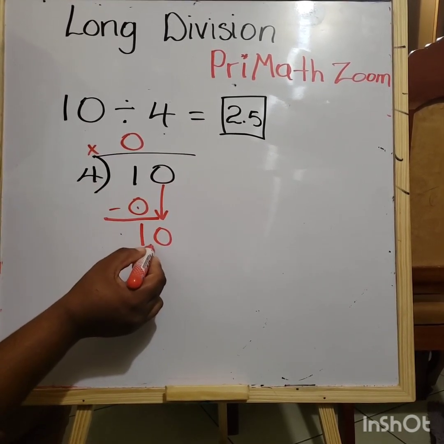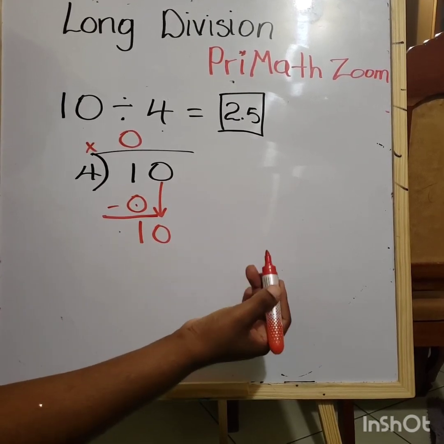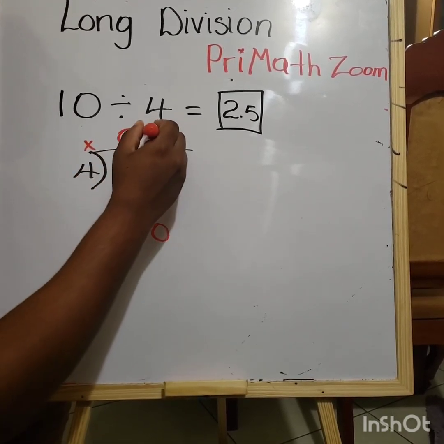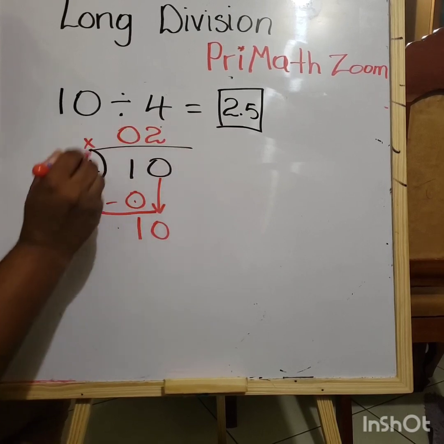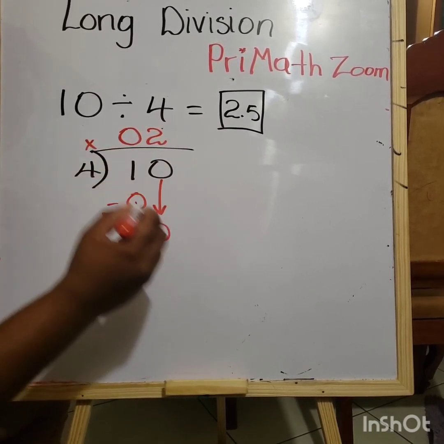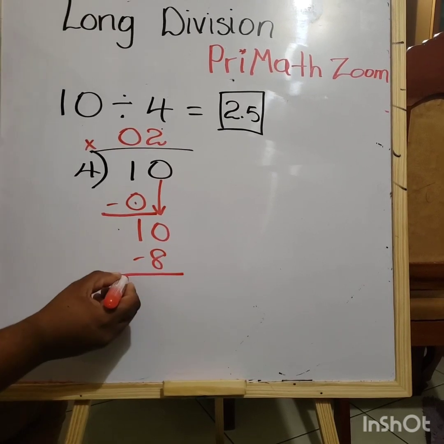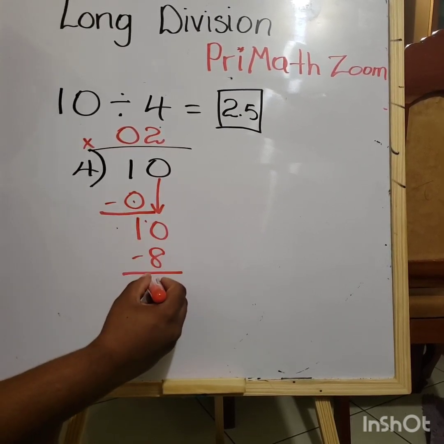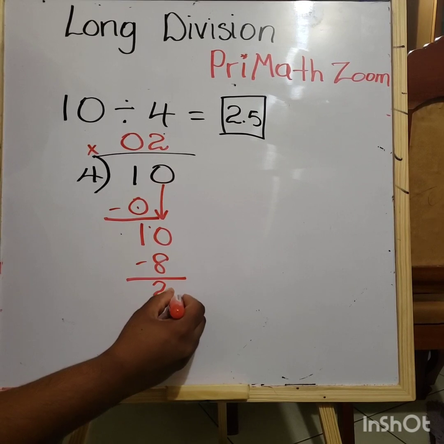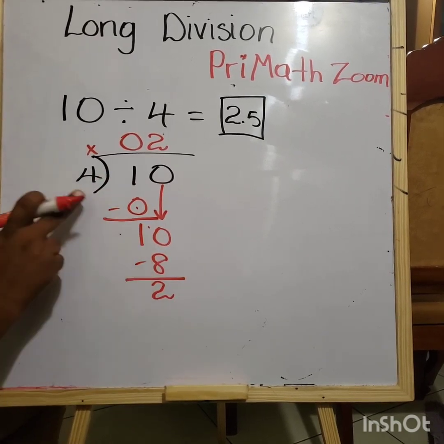4 into 10 goes 2 times. We just did it. So 2 times. And we write it here, we multiply by 4. So 2 multiplied by 4 will give us 8. We subtract 8 from 10, 2. So here we have 2 here.